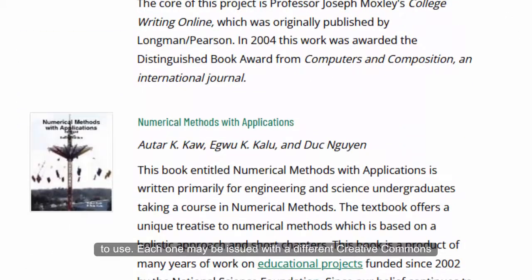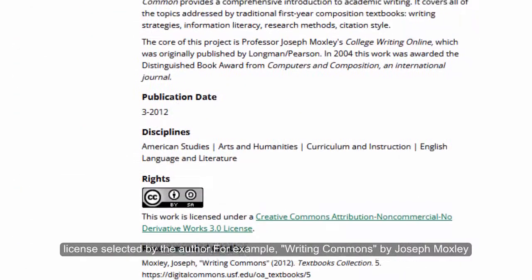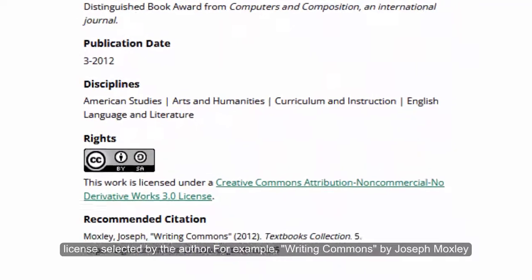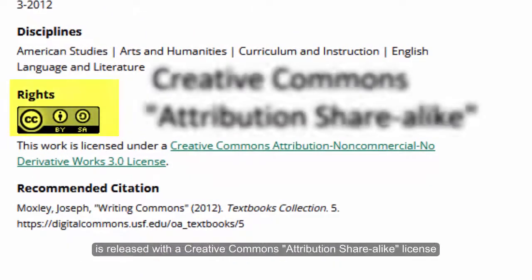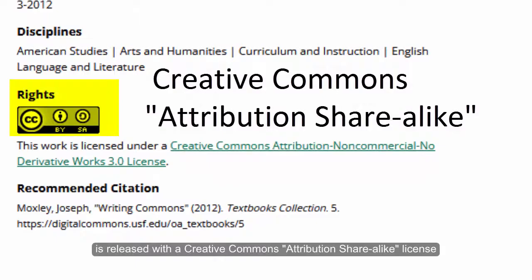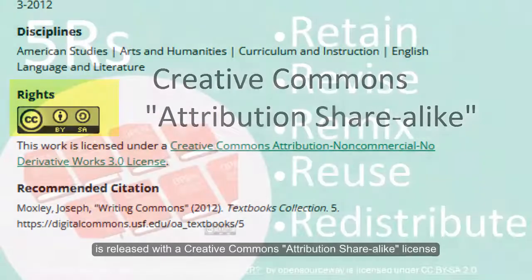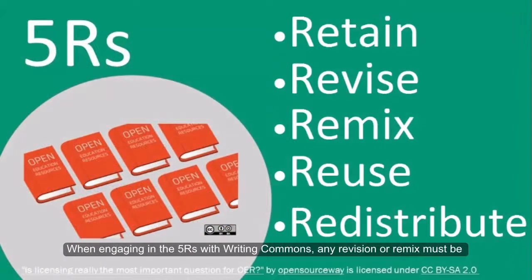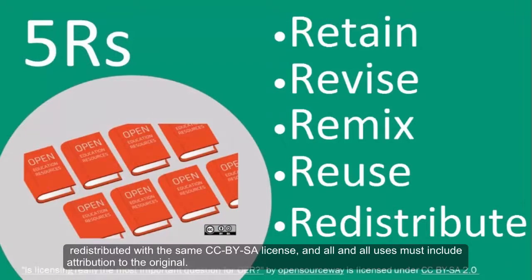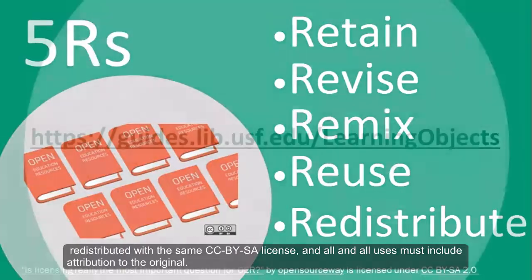Each one may be issued with a different Creative Commons license selected by the author. For example, Writing Commons by Joseph Moxley is released with a CC BY SA, or Creative Commons Attribution Share-alike license. When engaging in the 5Rs with Writing Commons, any revision or remix must be redistributed with the same CC BY SA license, and all uses must include attribution to the original.